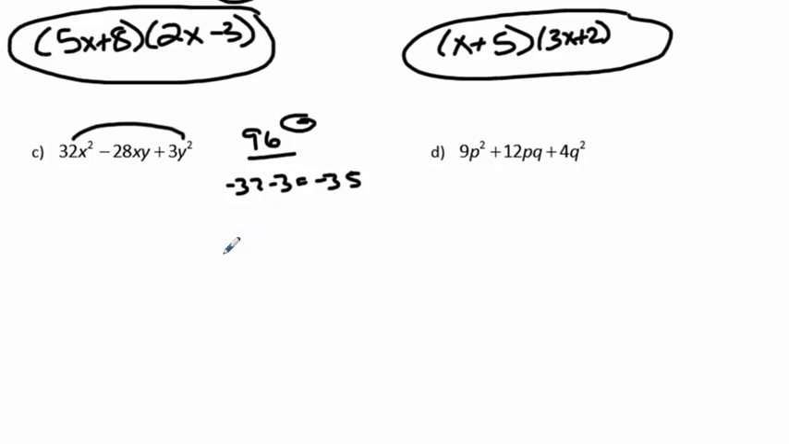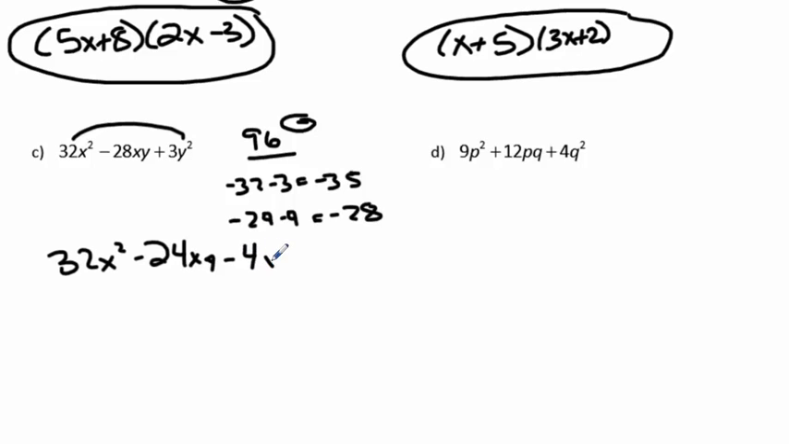We also can break down 96 into 24 times 4. So negative 24 minus 4 gives us negative 28. That pair does work. So let's set this up to group. 32x squared minus 24xy minus 4xy plus 3y squared. Group the first two and the last two.